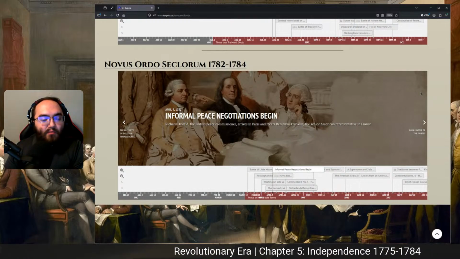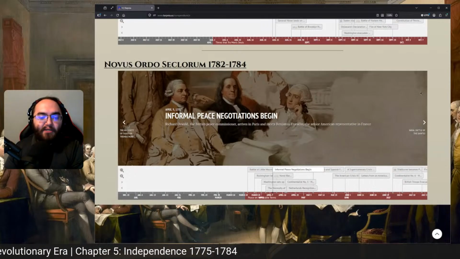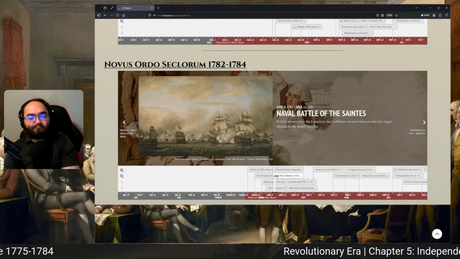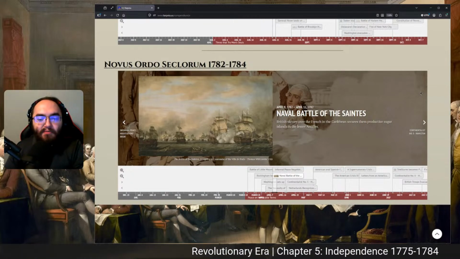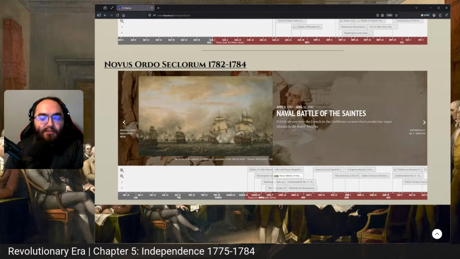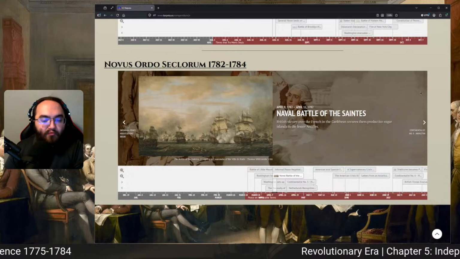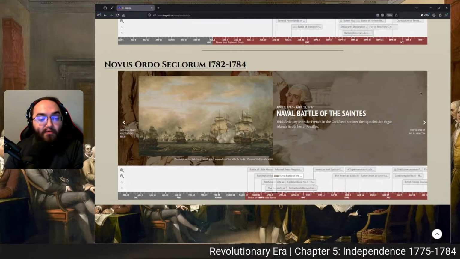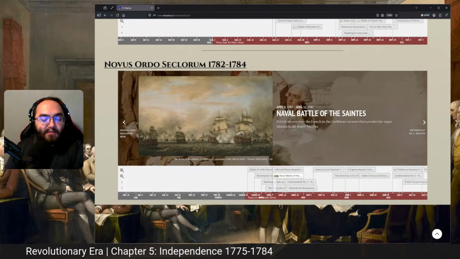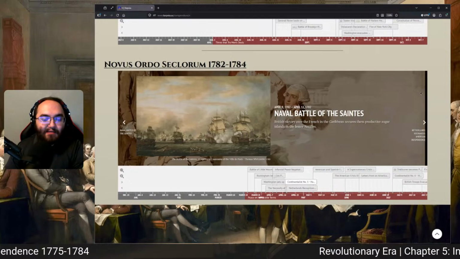And this is when Richard Oswald, the British Peace Commissioner, arrives in Paris and meets Benjamin Franklin, the senior American representative in France. You have a naval battle in the Saintes. British victory over the French in the Caribbean secures them productive sugar islands in the Lesser Antilles. So fighting is still going on, especially between England and the other European powers like Spain and France, even though fighting between British and American forces has pretty much ended.